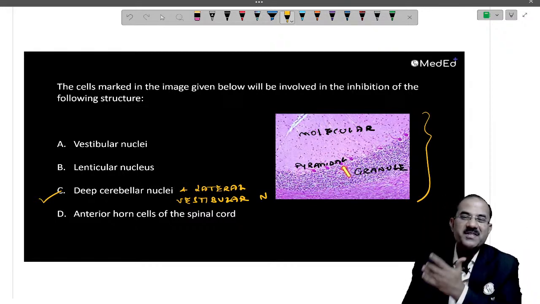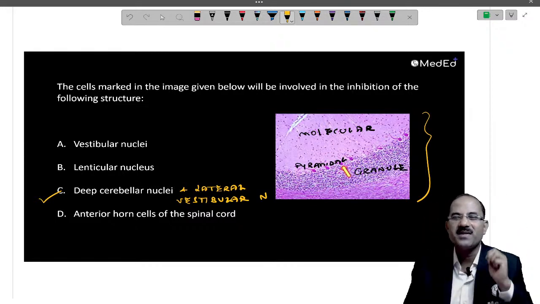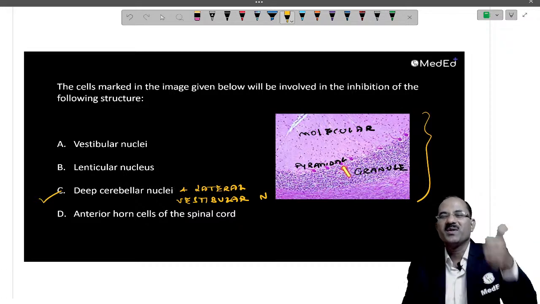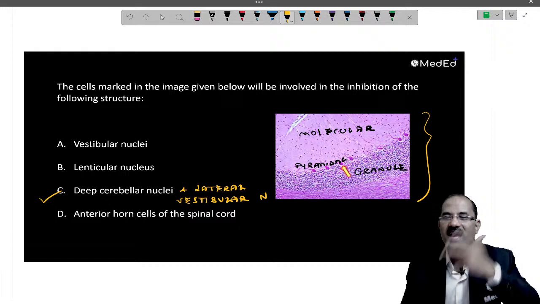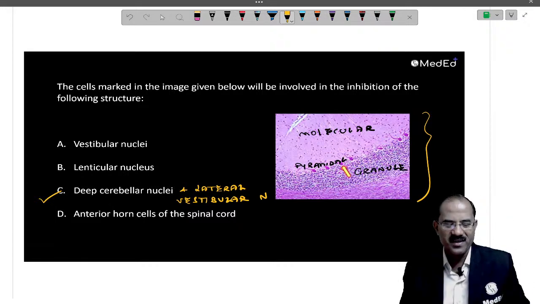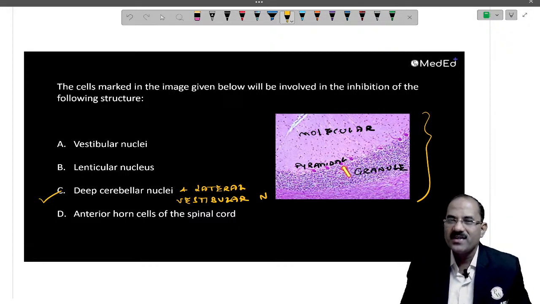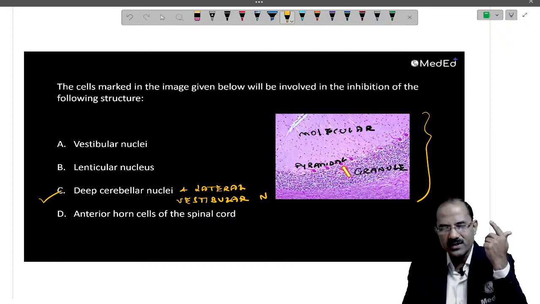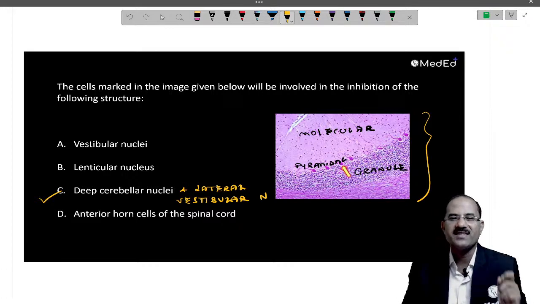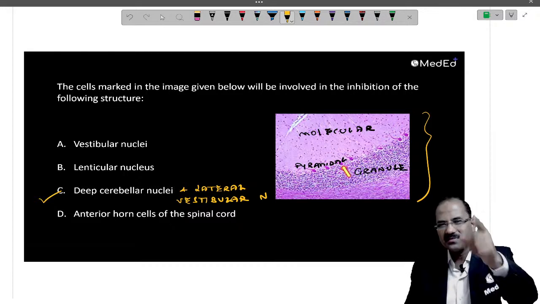Now, which are the deep cerebellar nuclei? We have 4 deep cerebellar nuclei. Nucleus globosus, nucleus emboliformis, nucleus dentatus, and nucleus fastigii. These are the 4 cerebellar nuclei, right? Dentate nucleus, nucleus globosus, nucleus emboliformis, and nucleus fastigii. Perfect. Very good.